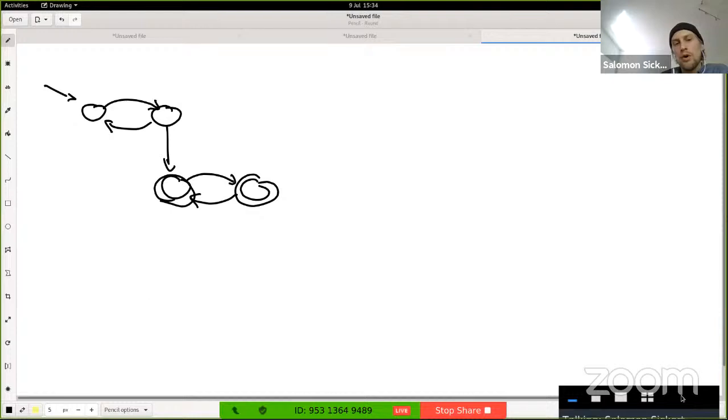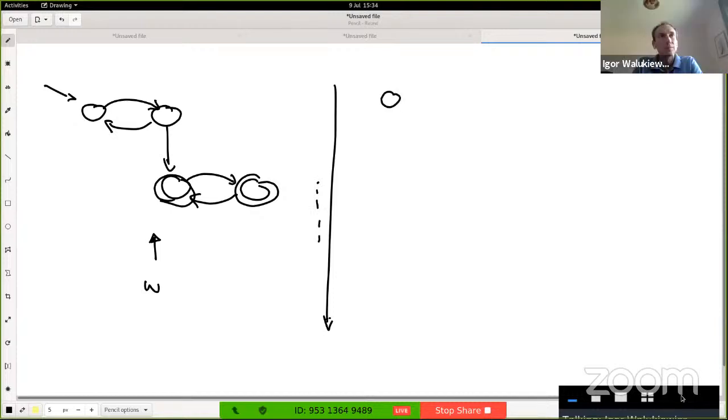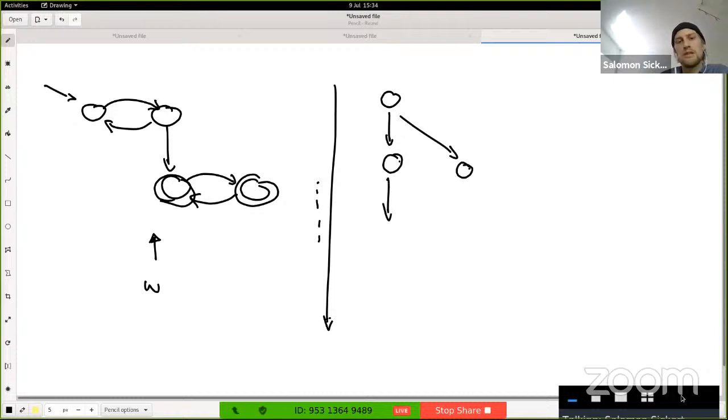So we know that a word is accepted by this automaton if and only if there is a run DAG, an unfolding. So here we read the word. And then we build such a DAG. And these are the states from over here.